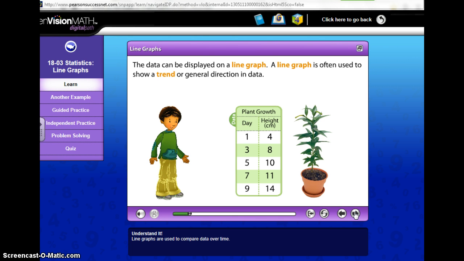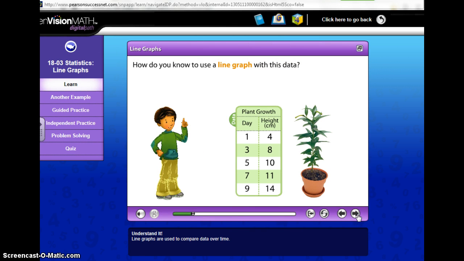A line graph is often used to show a trend. Now a trend is basically the general direction of your line. Trends can go up or increase. Trends can go down or decrease. Or trends can be very irregular. They can also be steady.